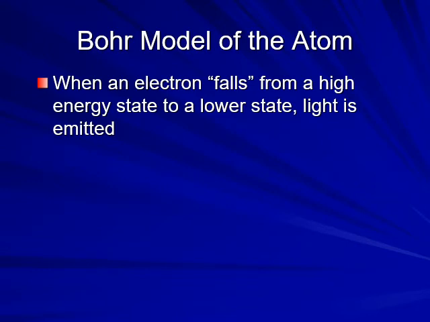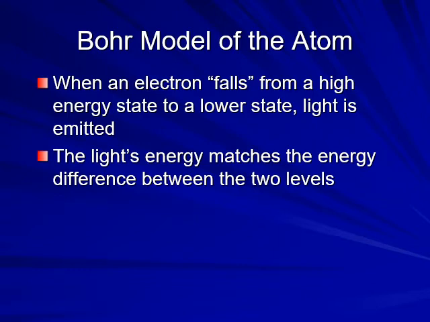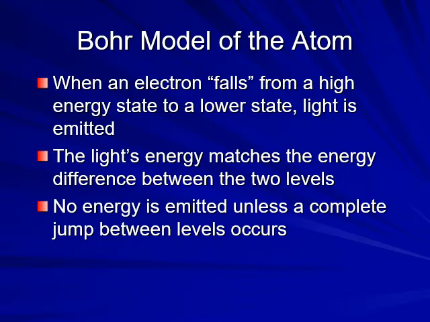When an electron falls from a high energy state to a low energy state, then light is emitted, and that's the light that we saw from the hydrogen spectrum. The energy of the light matches the energy difference between the two levels. We see no energy unless a complete jump between levels occurs. There's no half jumps in energy.